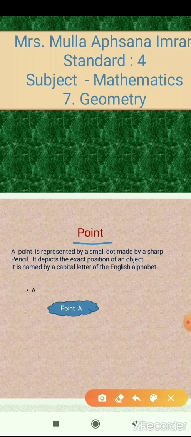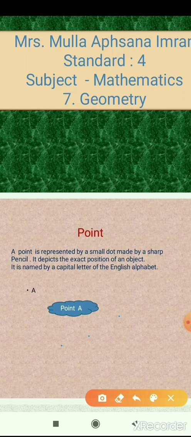Now what is meant by point? A point is represented by a small dot made by a sharp pencil. It depicts the exact position of an object. It is named by a capital letter of the English alphabet.